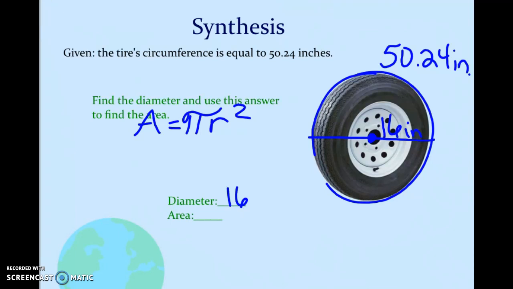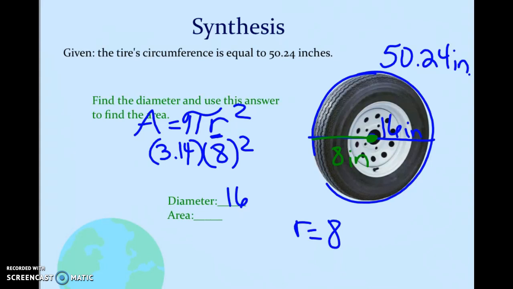So how do we find the radius? We've already talked about that. We need radius. If diameter is 16, that means that the radius is only half of that, which is 8 inches. We're going to plug in 8 inches for our radius. So that'll be 8 to the second power times 3.14. What's 8 times 8? That's 64 times 3.14.